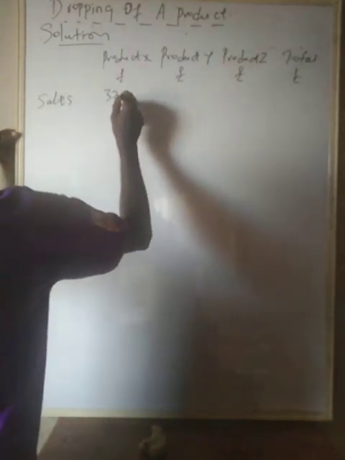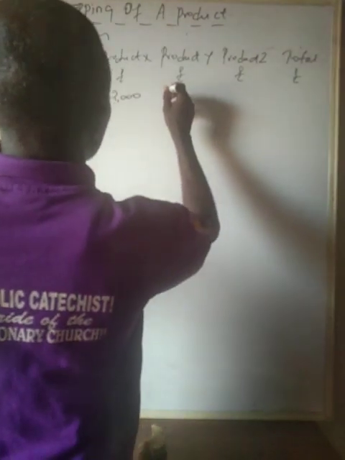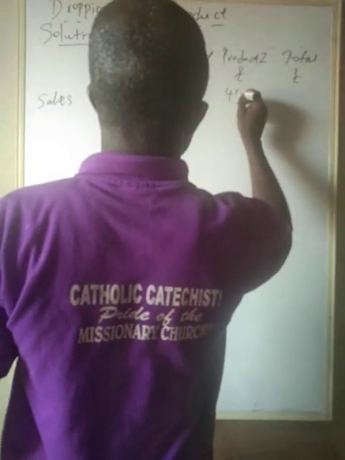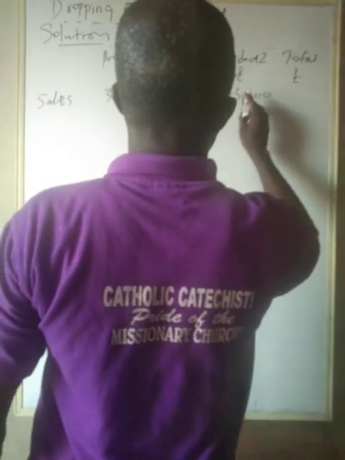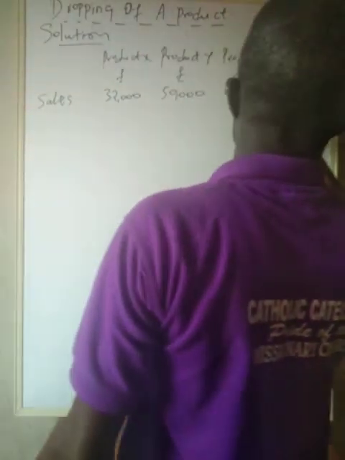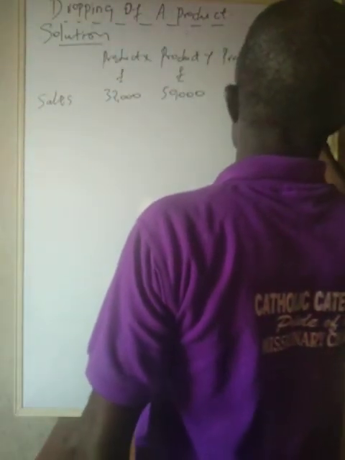What are the sales? Sales for product X, according to the question, is 32,000. Then sales for product Y, 50,000. And the total is 127,000. Then you have the marginal cost.